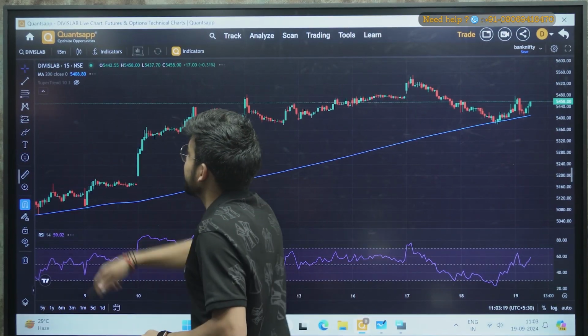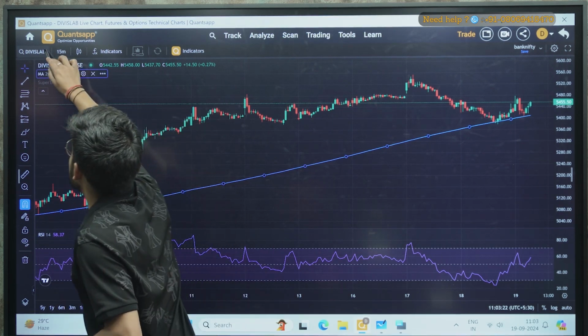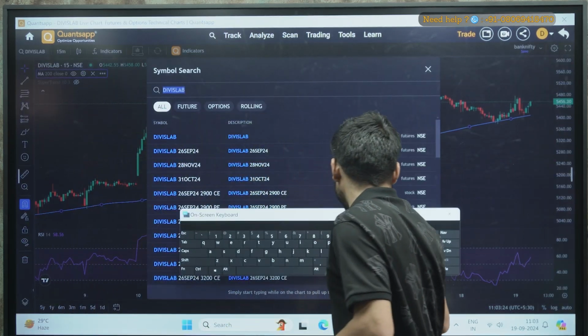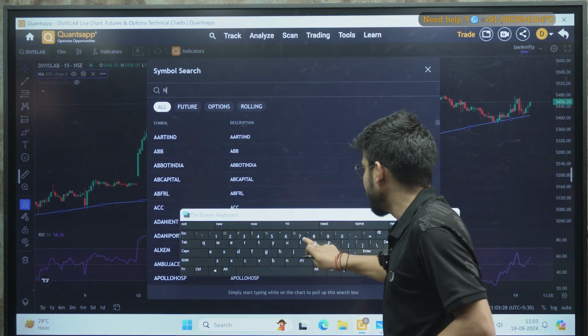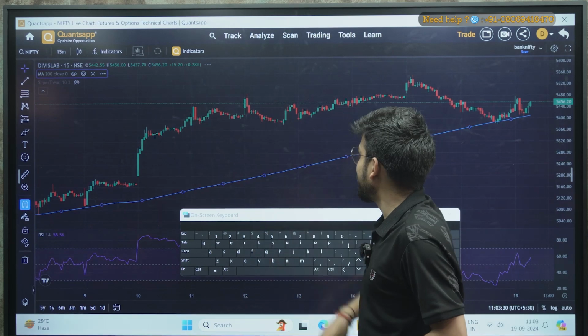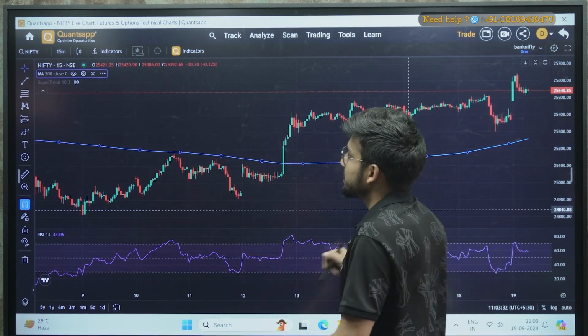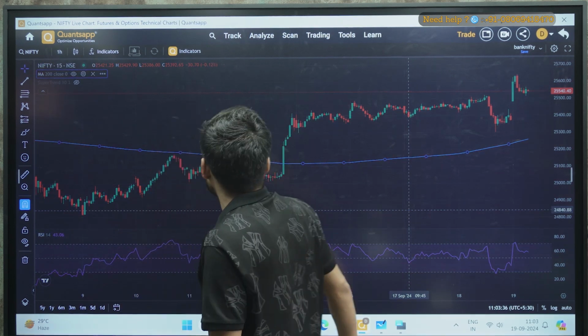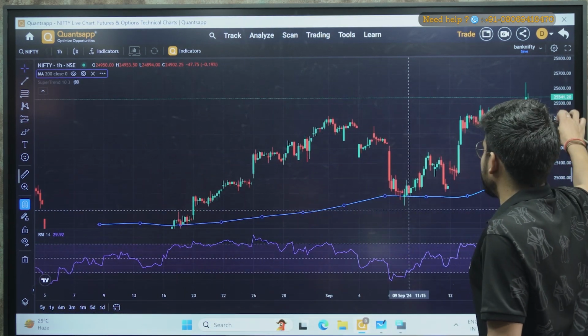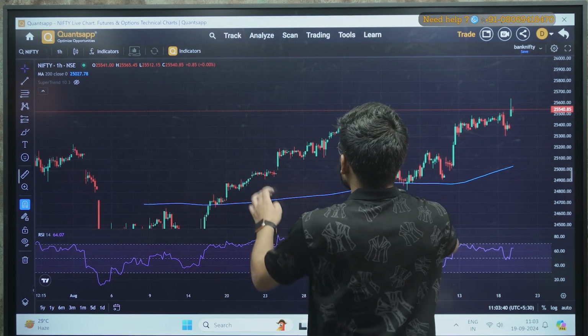Okay, so here you can see right now it is Divis Lab. So I'll change this Divis Lab to Nifty. Okay, you can apply it on stocks also, but right now I'm applying it on Nifty. Okay, so this is the chart of the Nifty. I'll apply the time frame of 1 hour. Okay, just wait. Okay, so this is the time frame of 1 hour.